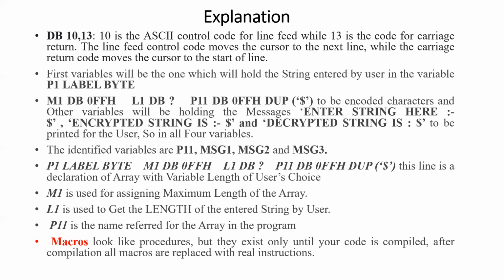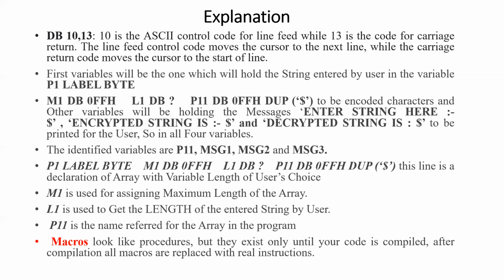Then macros is nothing but a sub concept where it acts as a subroutine to the procedures. Procedures in the sense, if you want to execute a line of code or a block of code, rather than writing it 5 times, you write it one time, and you can call the macro whenever it is required. So the concept of a macro looks like procedures, but they exist only until the code is compiled. After compilation, all macros are replaced with real instructions.